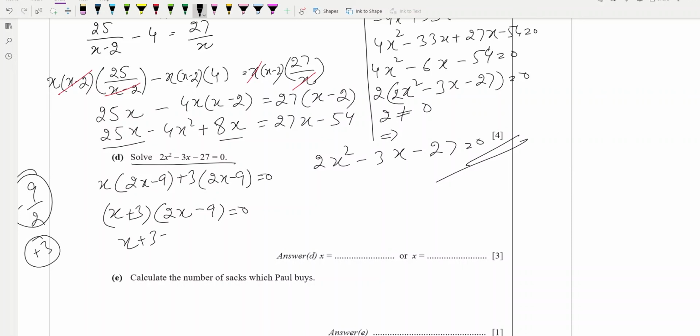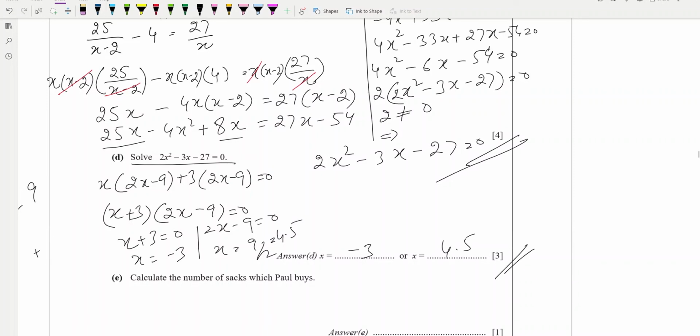We can write x plus 3 is equal to 0 and 2x minus 9 is equal to 0. This implies x is equal to minus 3 and x is equal to 9 by 2, and this will basically be our answer. If we provide it in decimal it will be 4.5, so we can write 4.5 as the answer, and this is the mark question which we have done. Hopefully you understood this. I'm erasing this extra working which I've done over here.